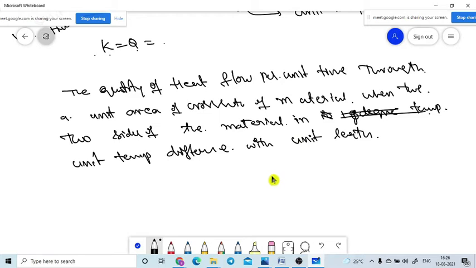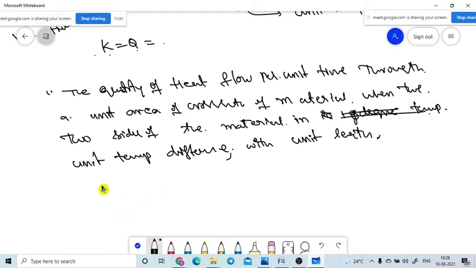So to explain this one, what does it mean? Just follow each and everything. The quantity of heat flowing per unit time through a unit area of cross section of the material when the two sides of the material are at unit temperature difference with unit length. Okay? That is the definition for the thermal conductivity of the material.